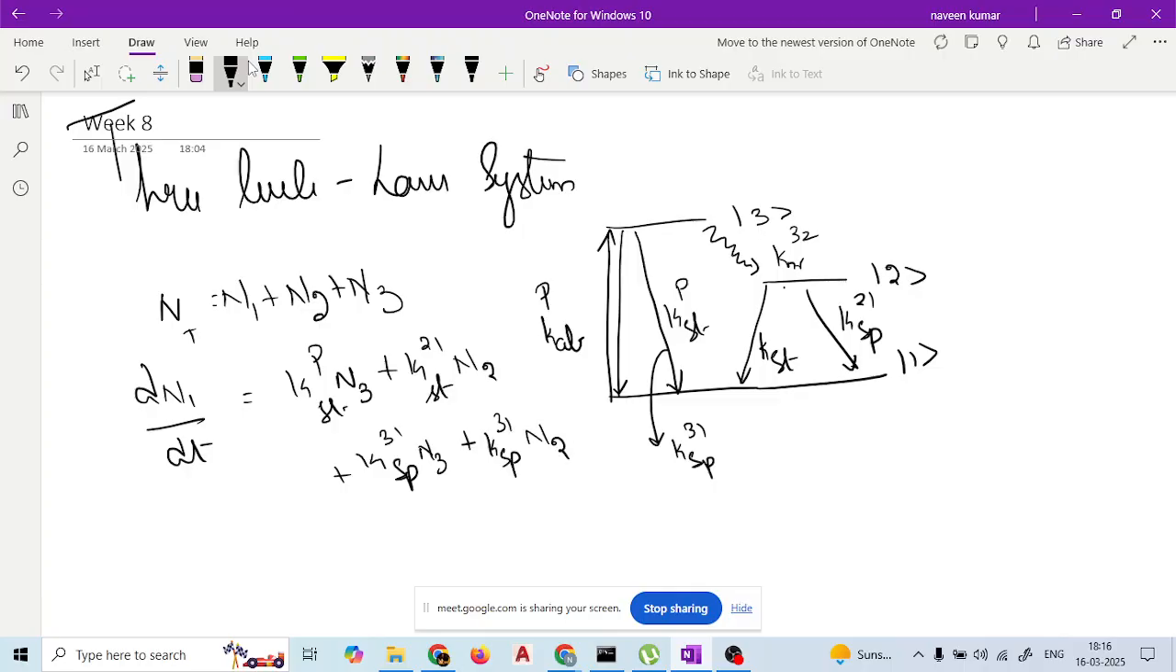The same goes for the second part also. Ultimately, we have to achieve the conclusion, that is n2 minus n1, to achieve a higher population inversion.